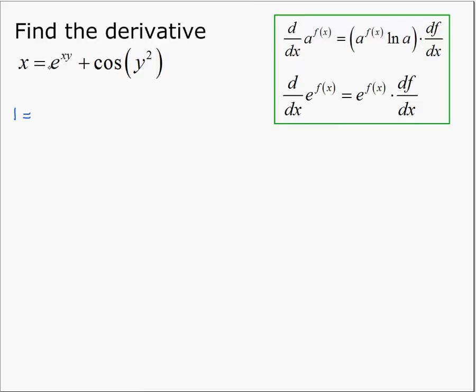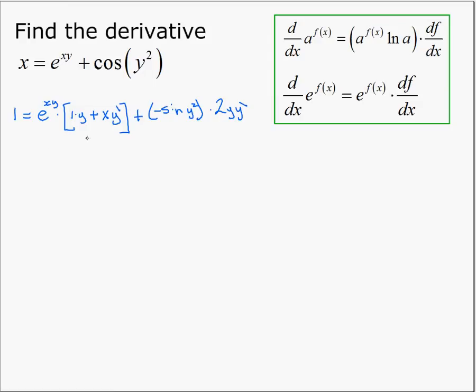That's equal to the derivative of e^(xy), which is e^(xy) multiplied by the derivative of xy, which is a product. So the derivative of x is 1 multiplied by keep y, plus keep x times the derivative of y, which is y prime. That's plus the derivative of cosine, which is minus sine of y², multiplied by the derivative of y², which is 2y y prime.